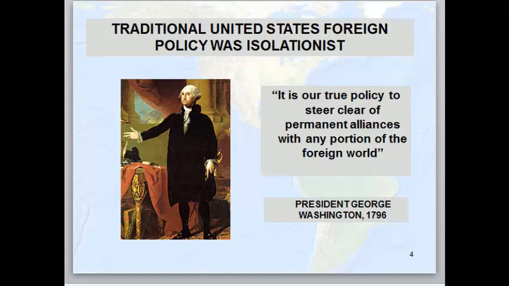So America traditionally has had a foreign policy of isolationism. And according to George Washington, first president of the United States, he said, quote, "It is our true policy to steer clear of permanent alliances with any portion of the free world." So basically what that meant is that the United States would essentially stay within its own borders, and it would really only care about what was going on in the United States and not become entangled into problems in Europe and elsewhere.